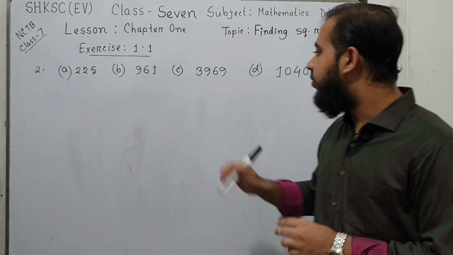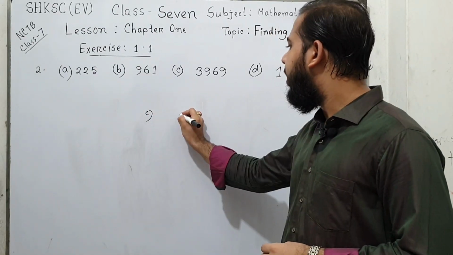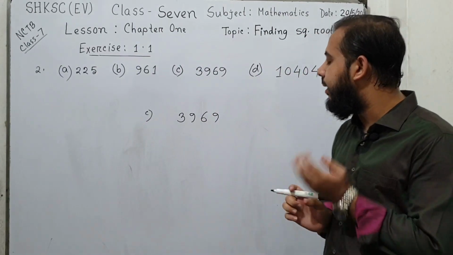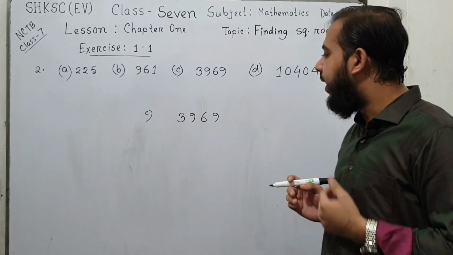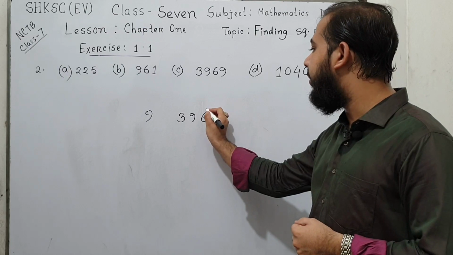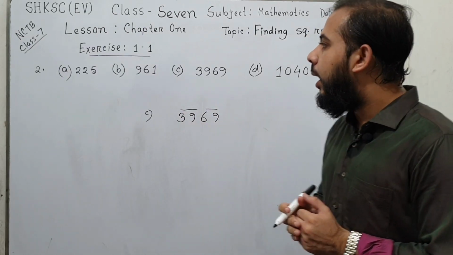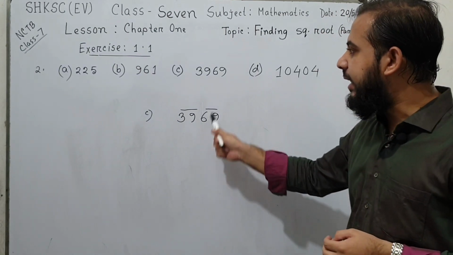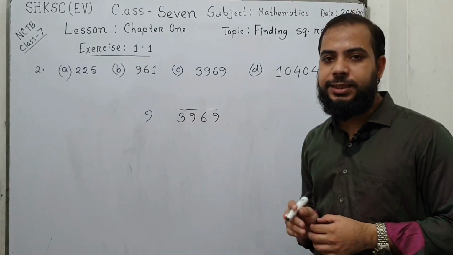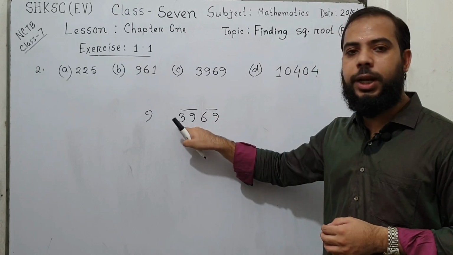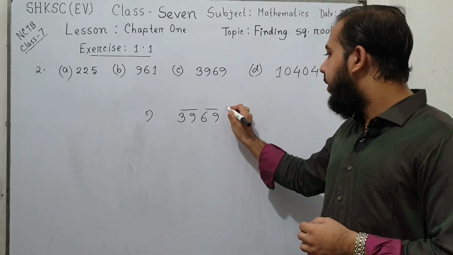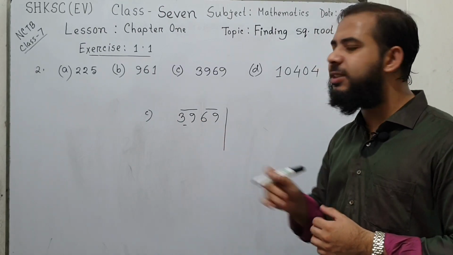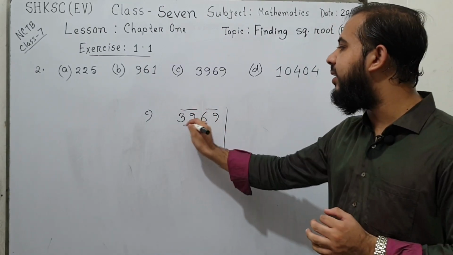Our next number is a 4 digit number. The number is 3969. Okay, now we have to find the square root of this number. So at first we make the pairs. Look here, in the above two numbers we only find one pair, but in this number we can find two pairs here. One pair is 69 and another pair is 39. So now you have to make a vertical line here and then find the closest perfect square to 39.